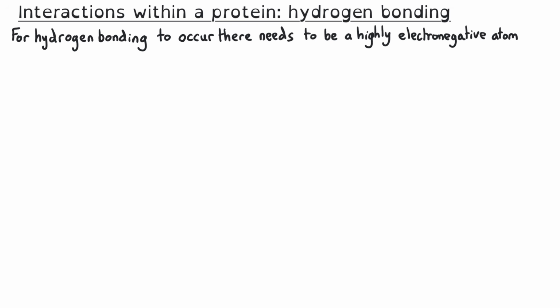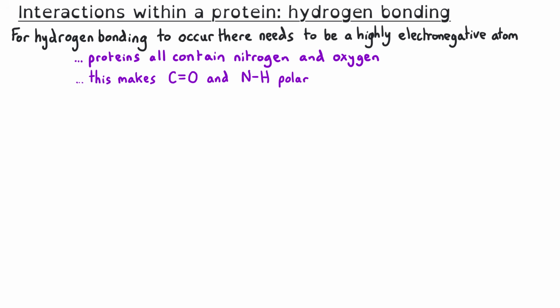Proteins are very long three-dimensional molecules, and as a result, the amino acids in different polypeptides and in different parts of the same chain can interact, which heavily influences protein structure. The most common type of interaction is hydrogen bonding. For hydrogen bonding to occur, there first needs to be a highly electronegative atom. All proteins contain nitrogen and oxygen, which are both very electronegative, and this makes the carbon to oxygen double bond and the NH group polar.